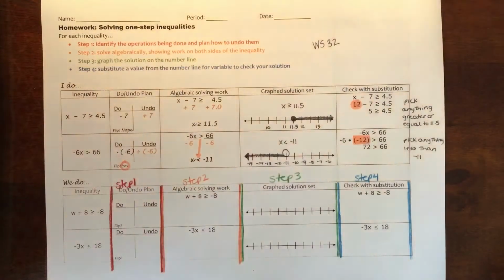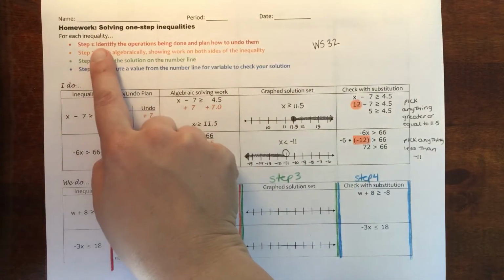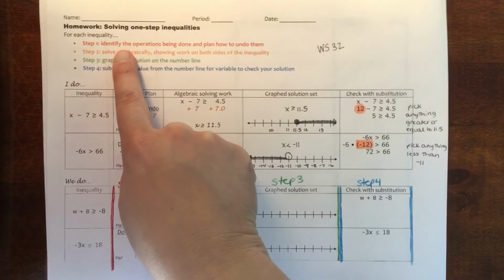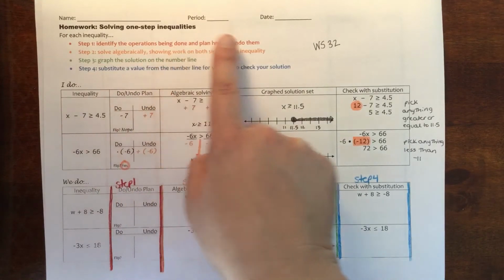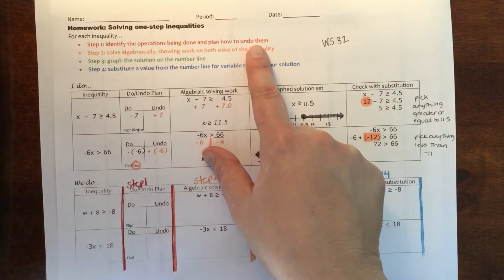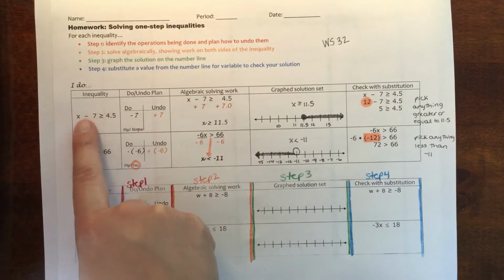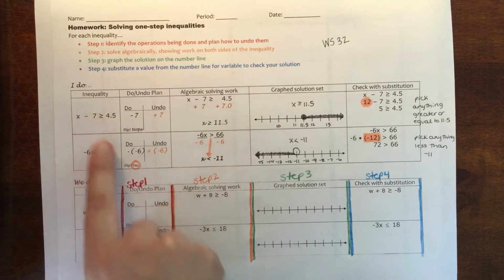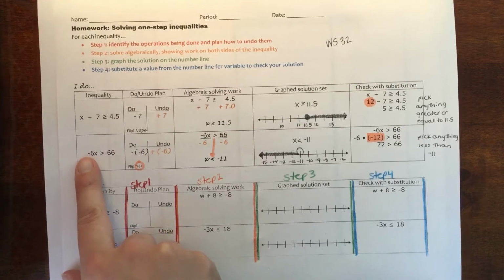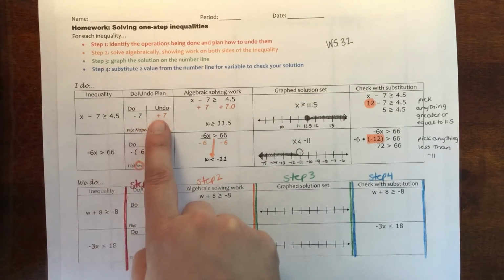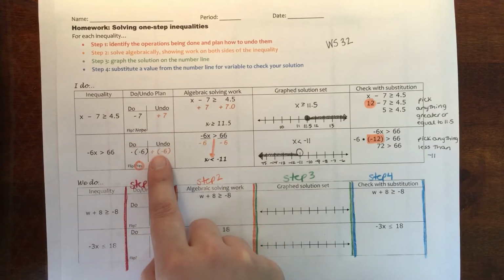The first thing we're going to do for step 1 is identify the operations being done and plan how to undo them. Right here, I saw what was being done was subtracting 7 and multiplying by -6. My plan to undo is the opposite, adding 7 and dividing by -6.